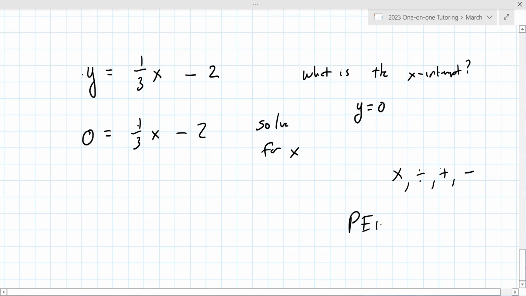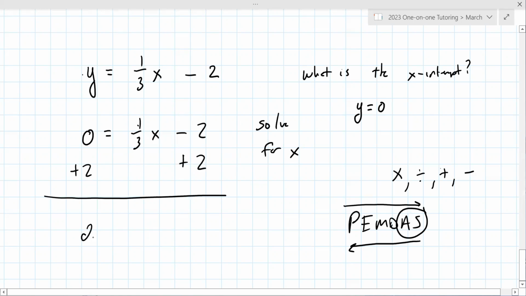That is if you're simplifying. If you're simplifying, you go to the right. If you're solving, you're going to the left. So you undo addition and subtraction first. Okay. So you're going to add 2 to both sides of the equation. 2 equals 1/3 x. Are you getting this down today?